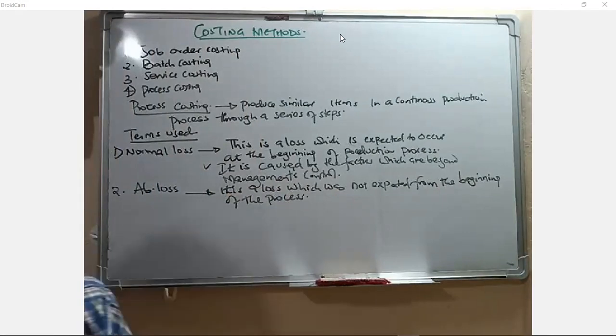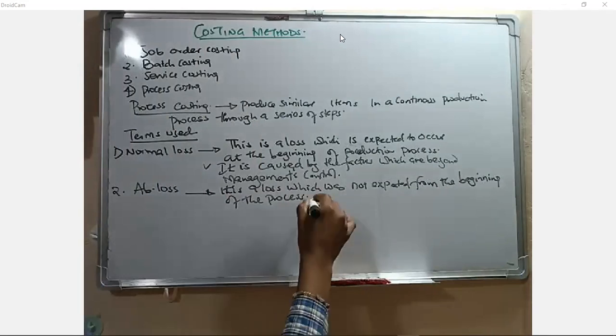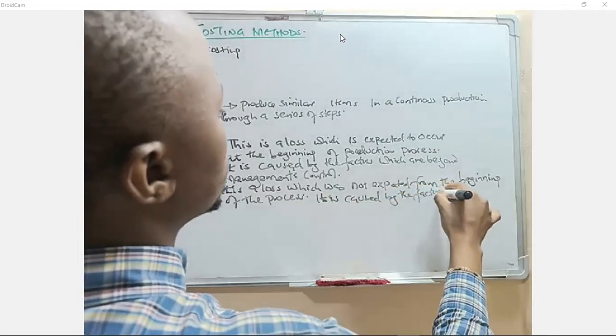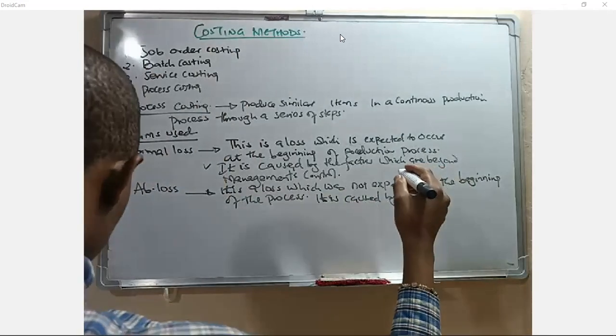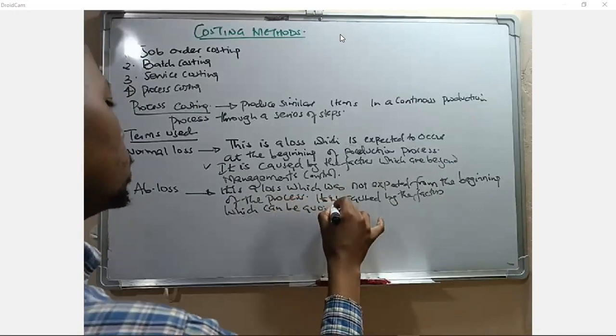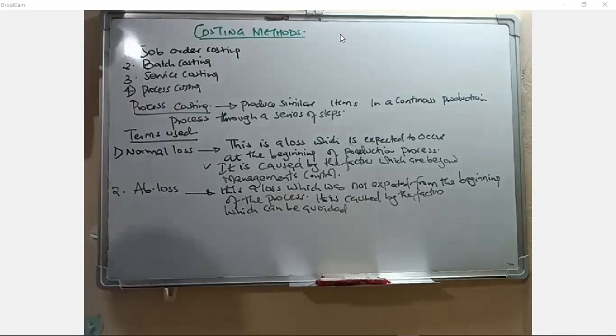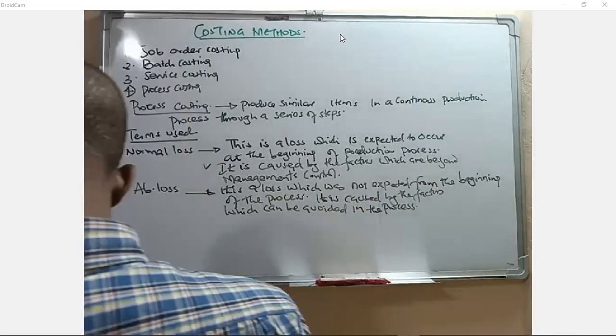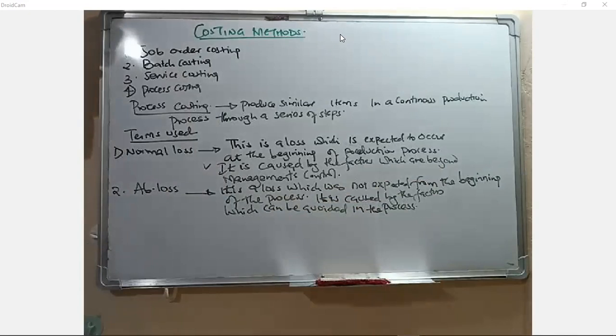In this case, it is normally caused by factors which can be avoided in the production process. For example, we can give shortage of material as one of the abnormal loss factors. And you know that those are issues you can control to ensure that the organization has enough materials for production purposes.